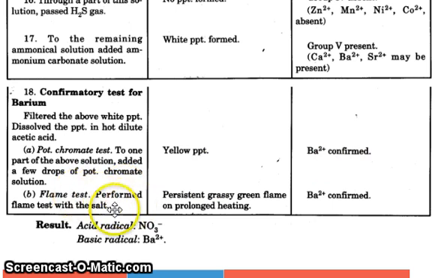Flame test performed with the salt. Persistent grassy green flame on prolonged heating. So if this is your observation, then Ba2+ confirmed. This is your inference. So in the result, what you write: acid radical nitrate and basic radical Ba2+.